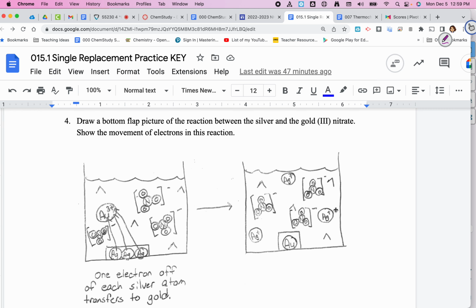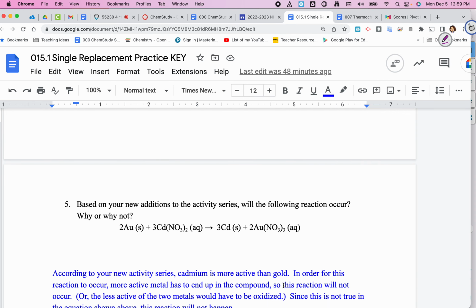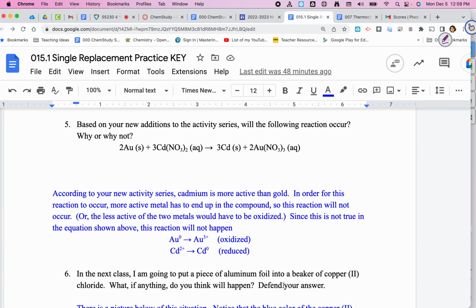Okay. Bottom flat picture of the reaction between silver and gold nitrate. Here's my gold nitrate, all dissolved. Here's my silver atoms. Each silver atom pushes 1 electron to the gold, leaving me with a gold atom and 3 silver ions. Number 5, we're supposed to decide, will this take place? So, will gold be able to take cadmium's nitrate? Having established that gold is a big dud, no way nitrate's going to give up cadmium in order to be with gold.